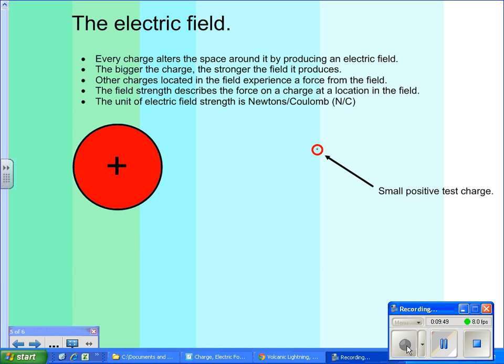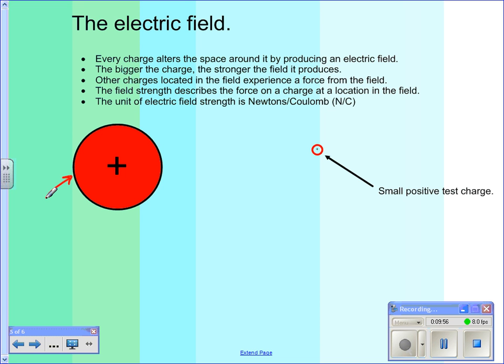So what we see here is a large charge, and by size it is, but really what we should mean is it's got a lot of charge inside of it. So this is our large charge that's altering space. It's producing an electric field.